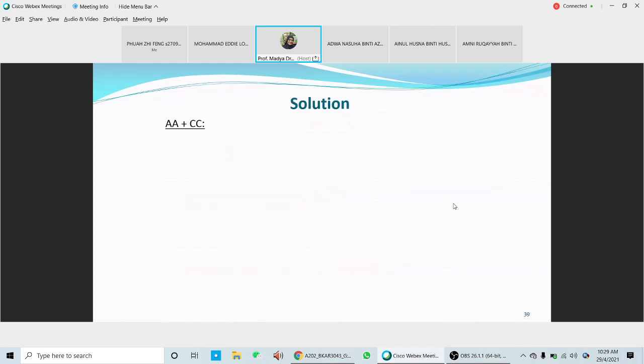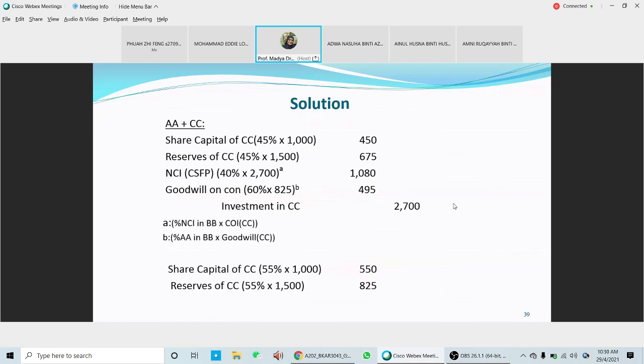Okay, and then the second one here is between A and C. A to C here is an indirect interest. So indirect interest here, A has 45% through B: 60% times 75% previously through B. So indirectly, the ultimate parent has 45% interest in C. So the share capital in C is 45%, 45% also for reserve. Then goodwill here.